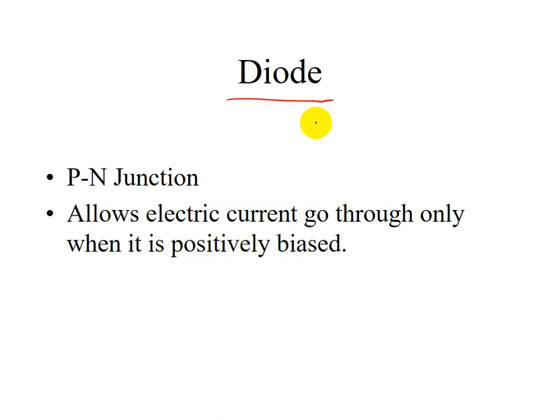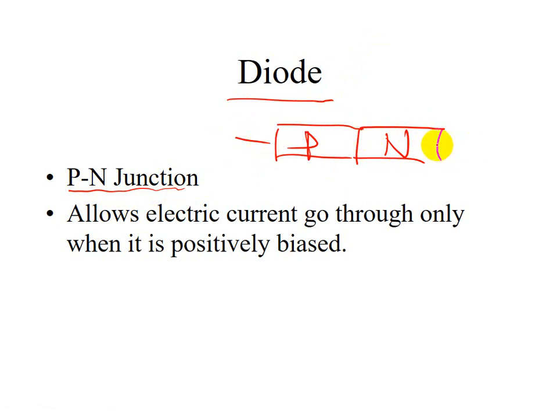Okay, a diode is basically a device we call a PN junction. The PN junction means you've got a P-type semiconductor and another N-type semiconductor connected back-to-back together, and this is called a PN junction, and this is called a diode.